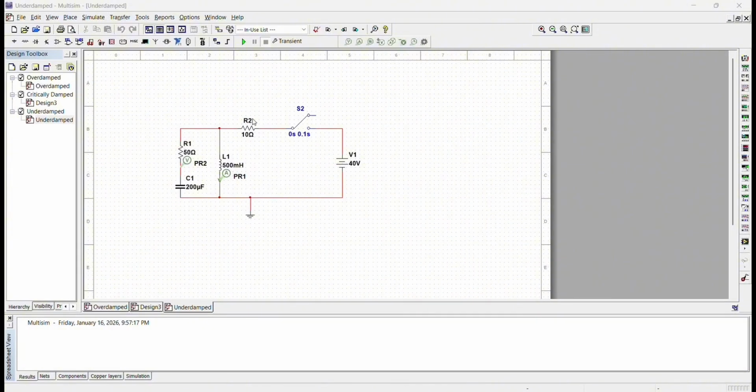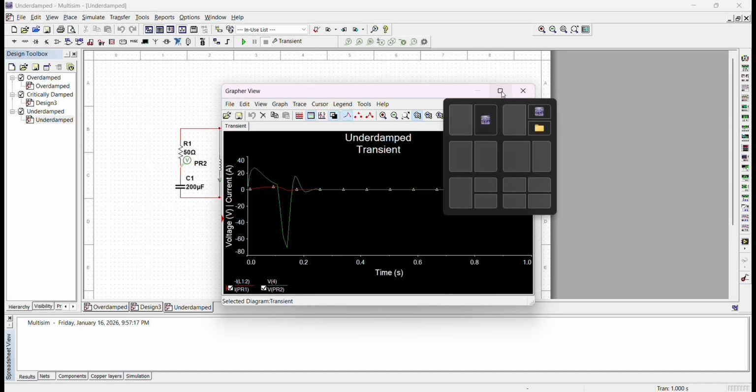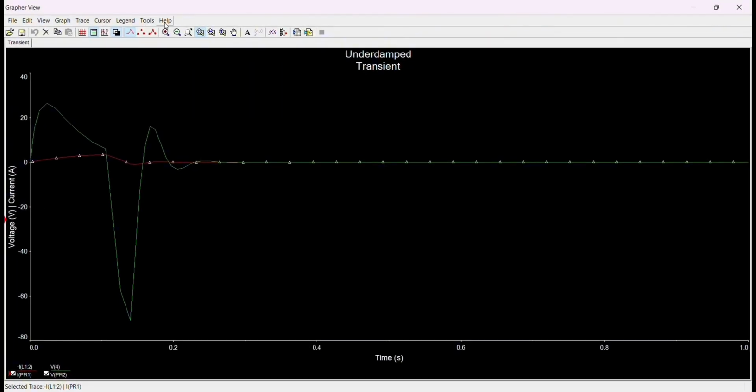Because the circuit is underdamped, the resistor does not provide enough friction to stop the energy immediately. This causes the energy to bounce back and forth between the magnetic field of the inductor and the electric field of the capacitor, creating a temporary ringing effect before it eventually settles.